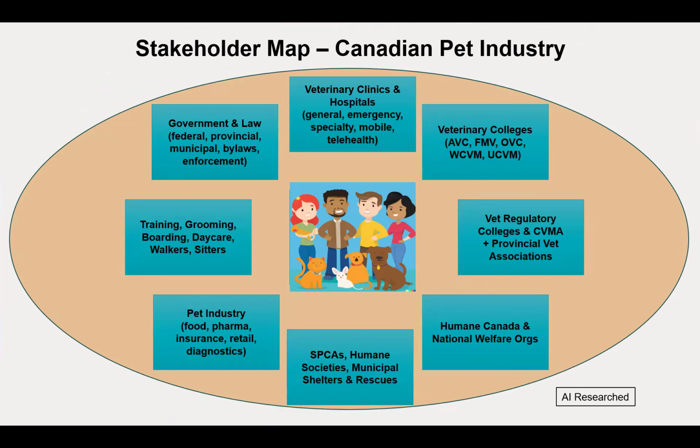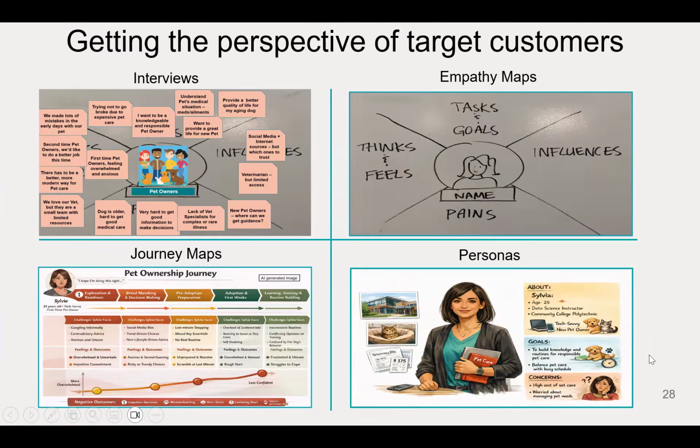This is called the stakeholder map for the Canadian pet industry, and as you can see, like every other industry, it's very complicated, and each of these is actually an aggregate. This is an aggregate for service providers. This one is for product providers and high-level service providers like insurance. And then you've got the SPCAs, Humane Canada, National Welfare Works. So you see all these different organizations. Later on, we'll talk about how we partnered with some of these organizations.